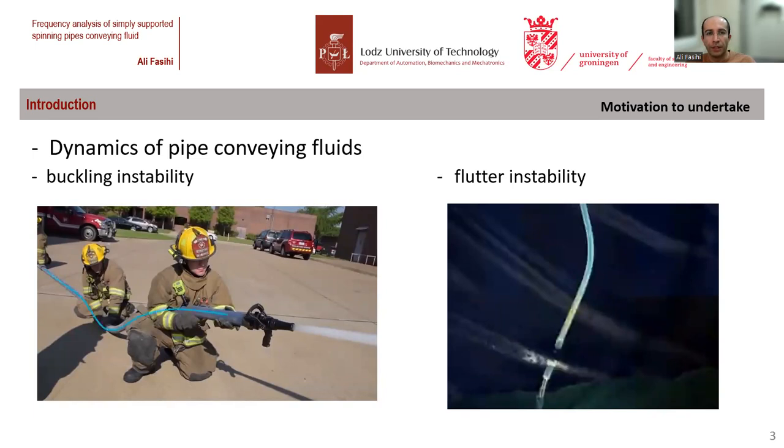It is the reason why significant force is needed to control the middle of the fire hose. And the other one is the flutter of a cantilever pipe, as observed in the snaking motion of the garden hose when it's dropped on the ground. In fact, these 2 phenomena are sometimes referred to as fire hose instability and garden hose instability, respectively.